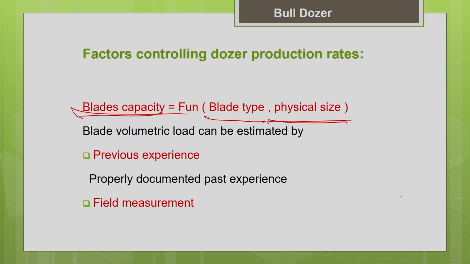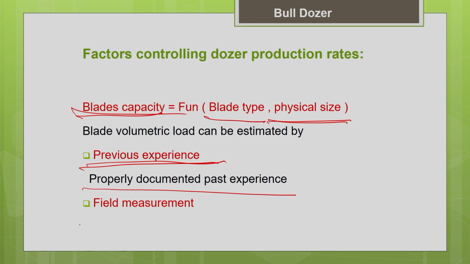So, how to get the information on the blade capacity? I can get it from the manufacturer. The manufacturer will provide you the specifications, like what is the capacity of the blade. I can get it from the manufacturer or from your own previous experience. For a similar type of blade, a similar type of dozer, and a similar type of terrain, the material, soil. So, from your properly documented past experience, you can get the blade capacity. Okay, that is also possible.